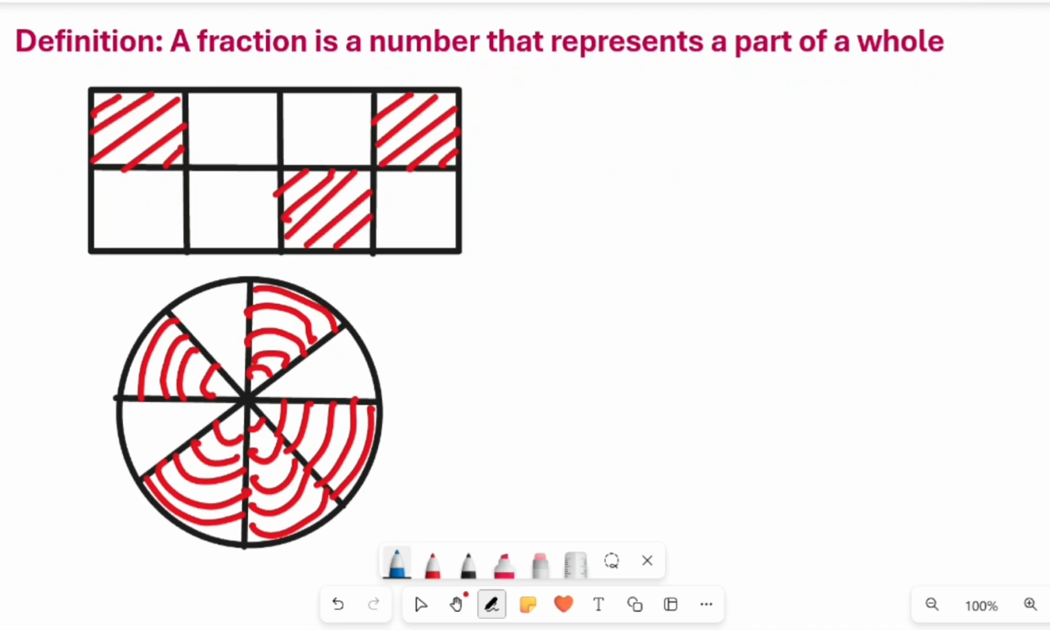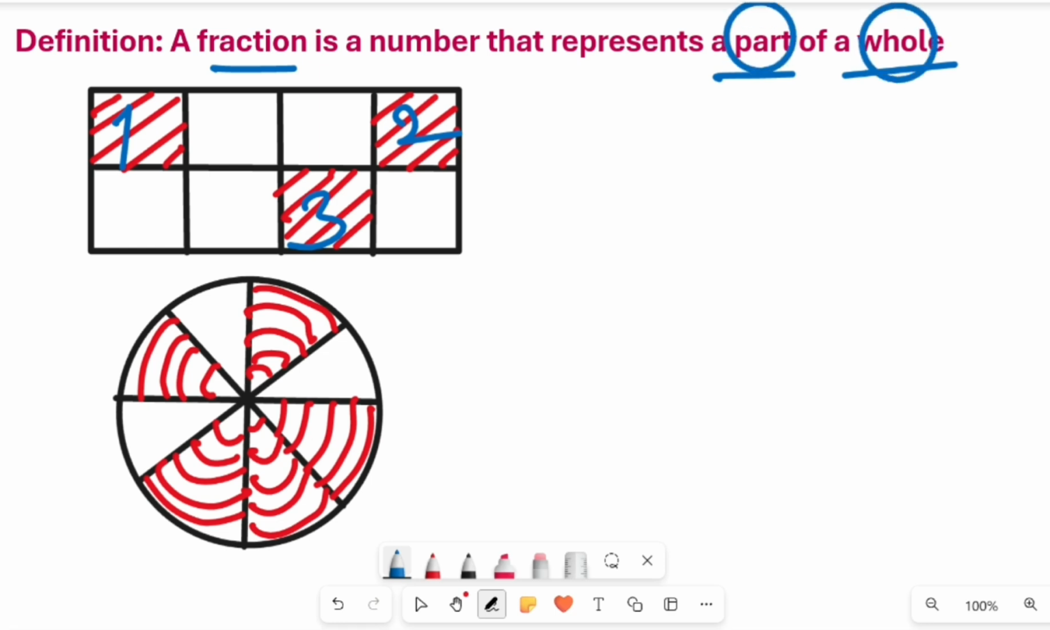Hello everyone, in this session we are going to discuss fractions. A fraction is a number that represents a part of a whole. Here you can see a rectangle which is divided equally into 8 parts and 3 parts are shaded. So for the shaded part, the definition says part of a whole.